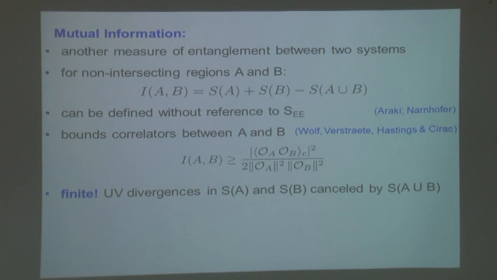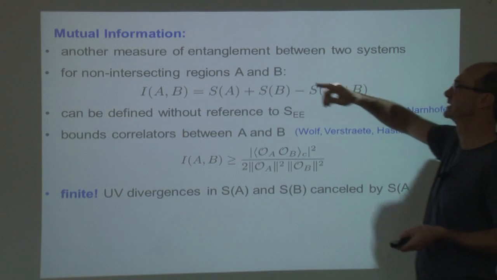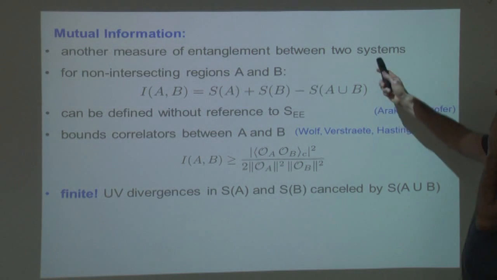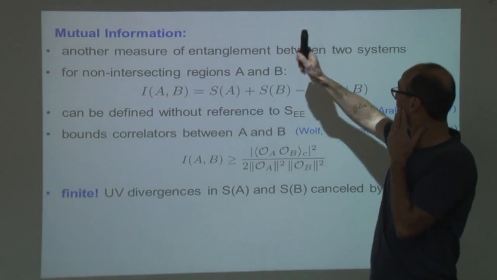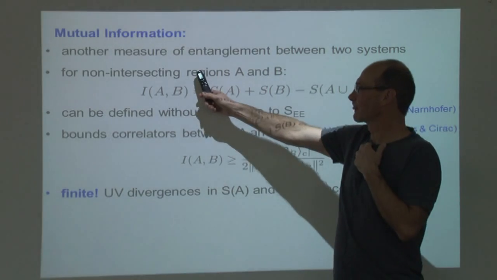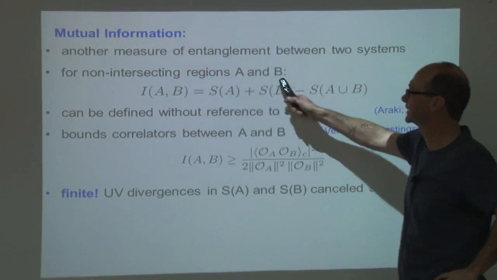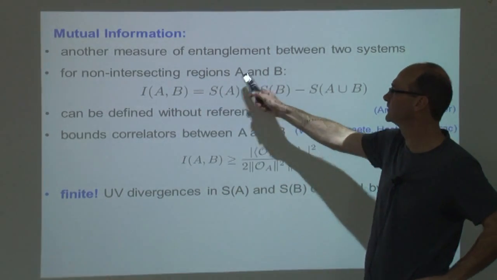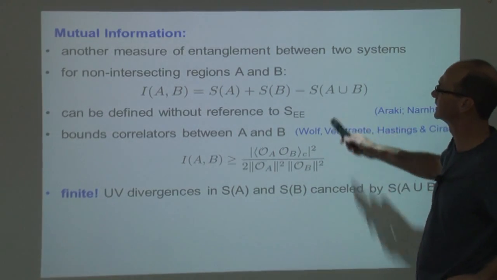Okay, thank you. So what we'd like to do is think about a new construction, a very similar construction at the end of the day, but rather than entanglement entropy, we're going to use mutual information. That's some other measure of entanglement between two systems. For two non-intersecting regions, I can define it this way: I take the entanglement entropy of the two individual regions, and then I subtract the entanglement entropy of the union.